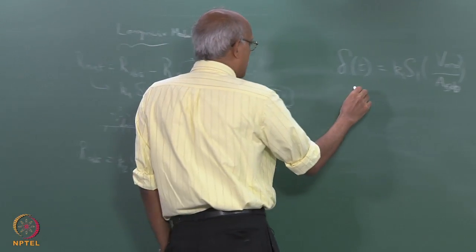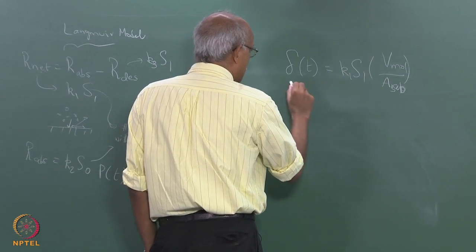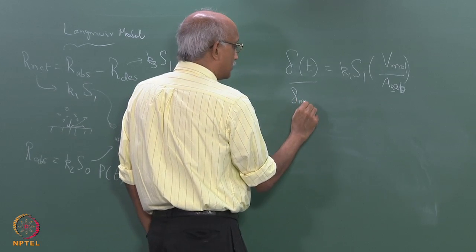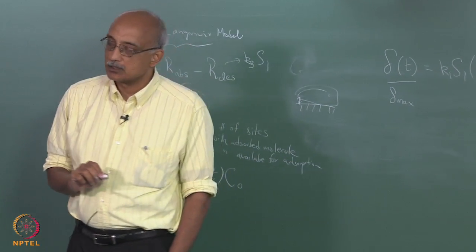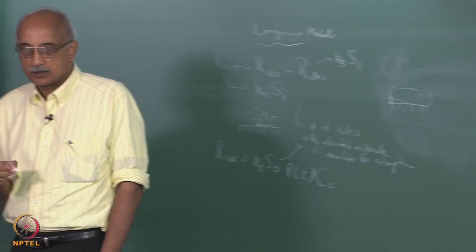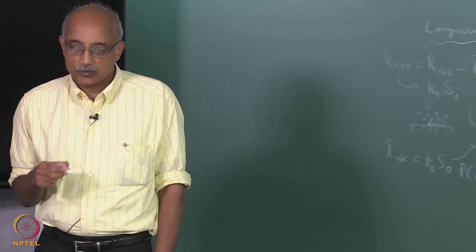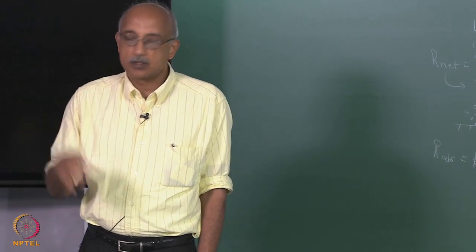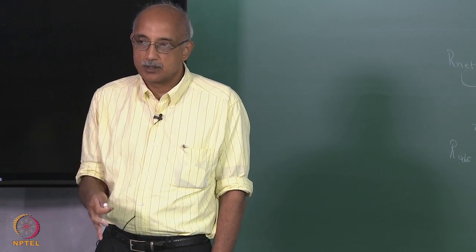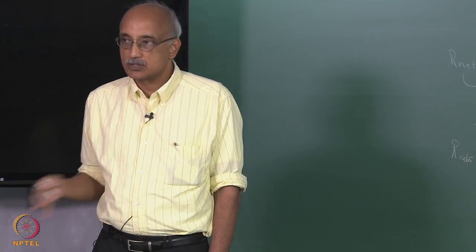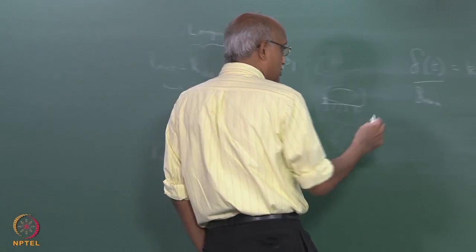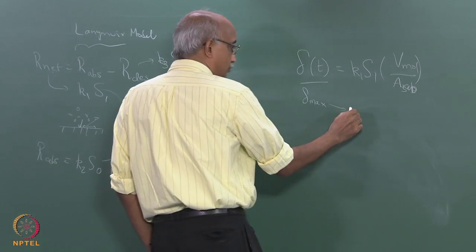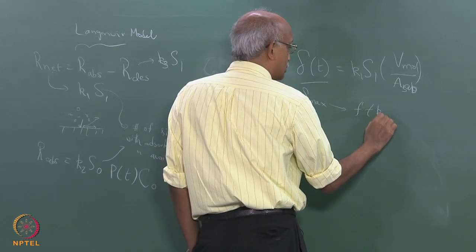And what you can do is you can non-dimensionalize this by taking delta max, which is the maximum rate of film growth, which would assume that every molecule that impinges on the substrate sticks to the surface. So this delta max will essentially be only a function of K2.